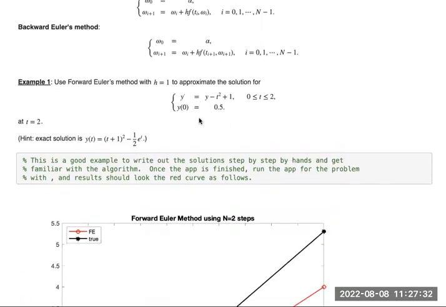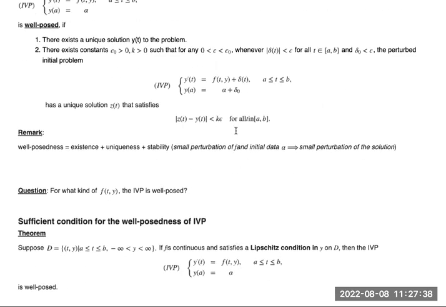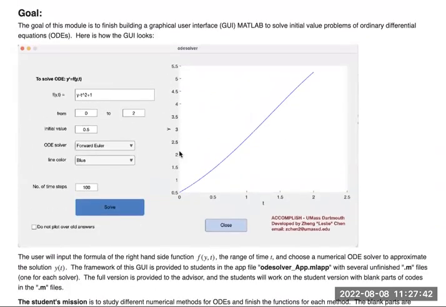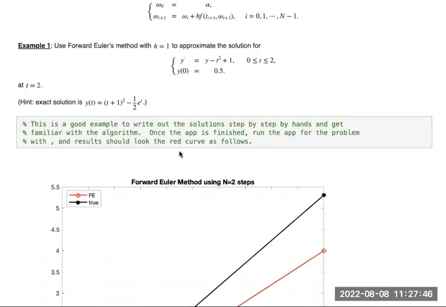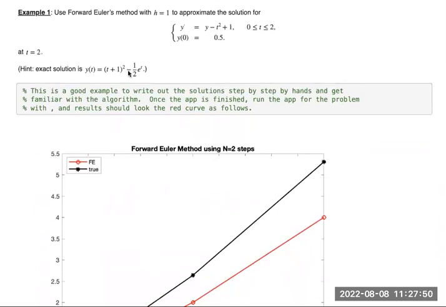And here is an example that you can try with forward order. This is the function we put in here in the GUI by default. This is the problem we put in here by default. So once you finish this part of coding, you can play with this example. And also the exact solution is this. So just in case you're curious about what is the exact solution of this ODE problem.